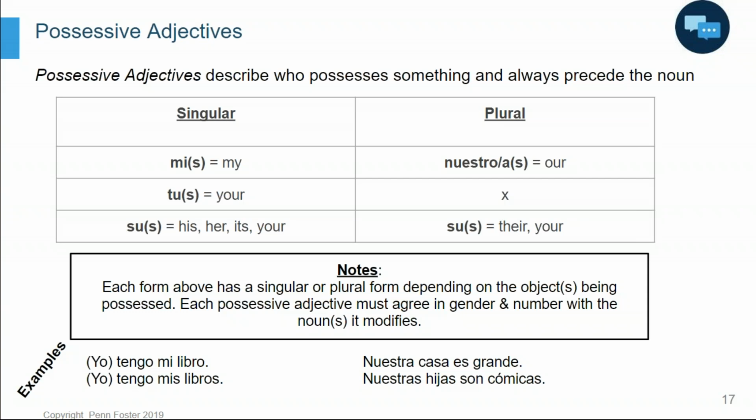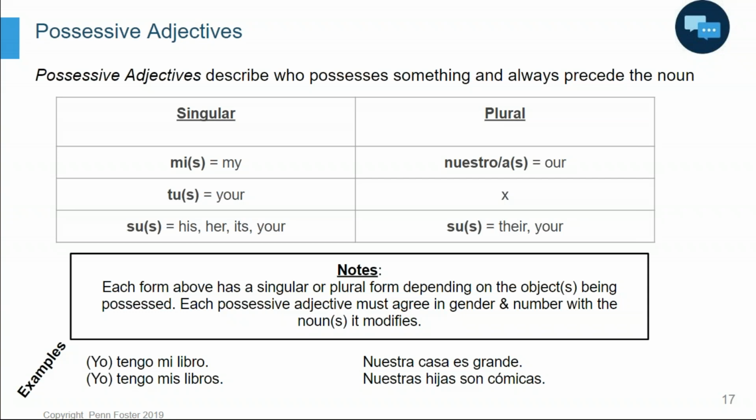So you see a couple examples down below. If I have my book, libro is singular, so mi, if it's mine, is singular. But once the number of books changes to a plural, libros, then mis has to precede it and agree with it. And since casa in the right example is singular, grande matches it as singular. All right, nuestra agrees with all of those things.